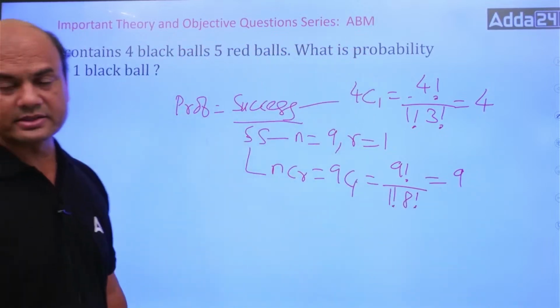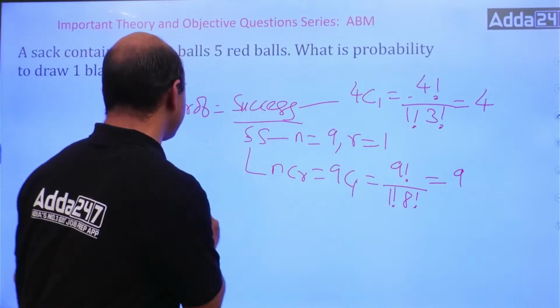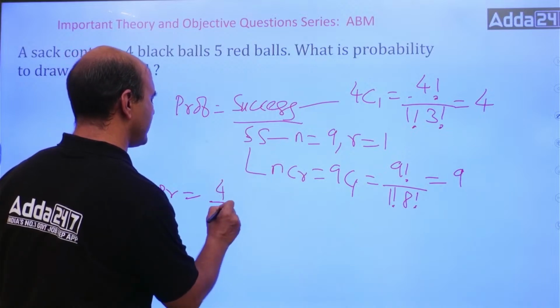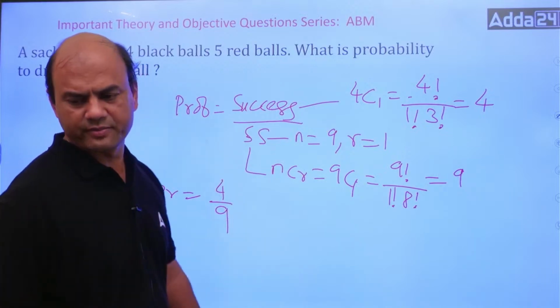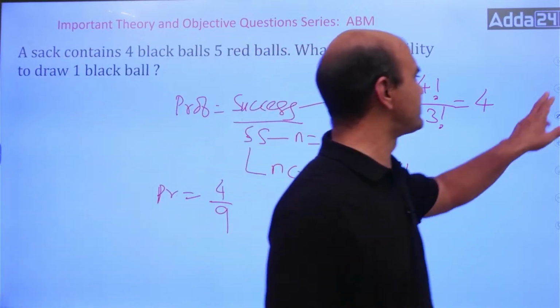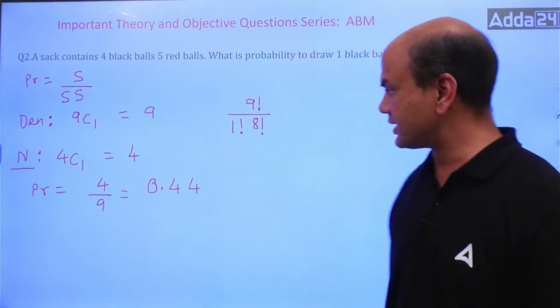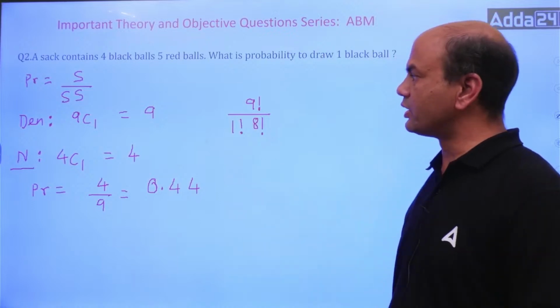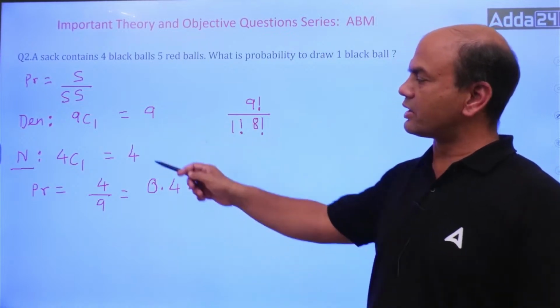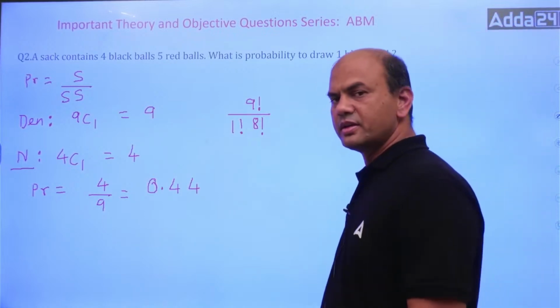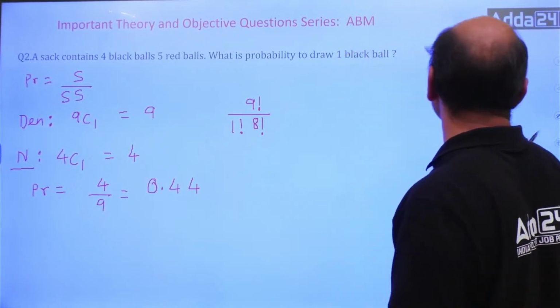So what are you getting the answer as? 4 upon 9. So probability equals 4 upon 9, or you can write it in decimal. Remember, your probability should always be less than 1. In any case, say this: denominator 9C1, numerator 4C1, 4 upon 9. Okay, done, simple. Next.